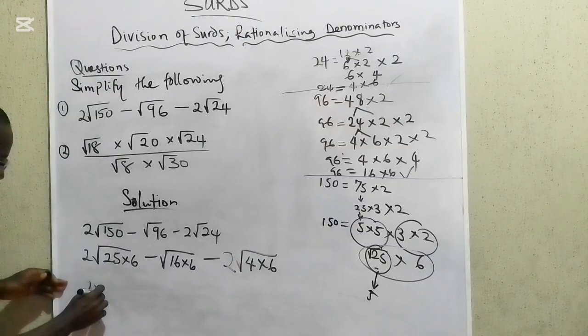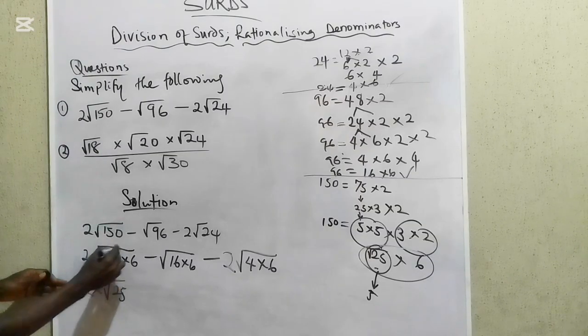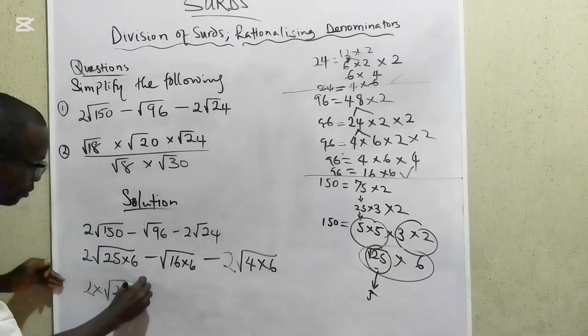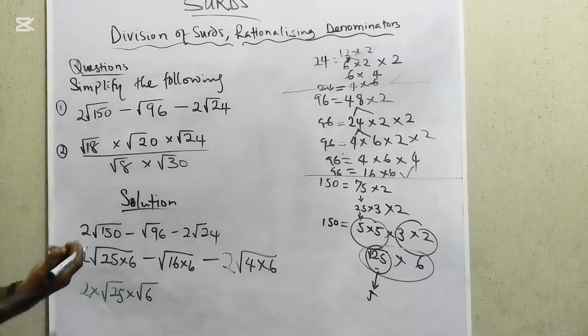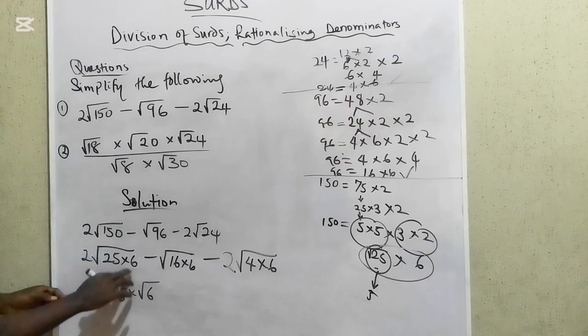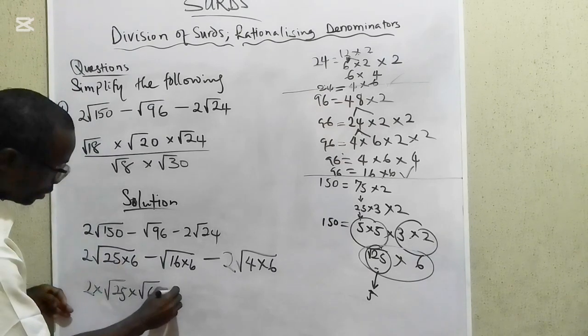Separate everything, 2 times 25. Separate them. I like to keep them apart, not on the same plate. So this is the square root of 25 times the square root of 6, and then this minus sign is here.